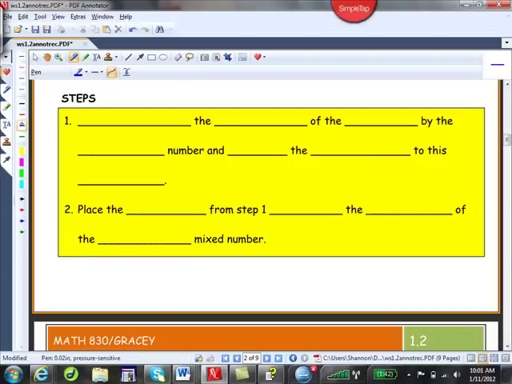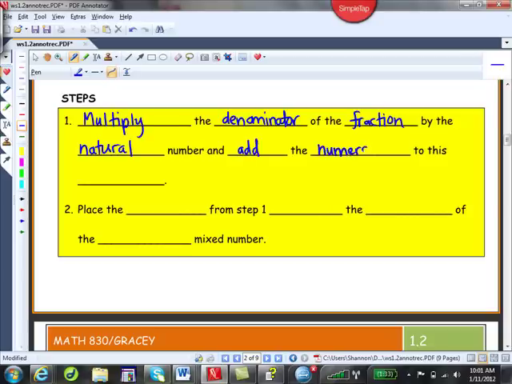So first, we multiply the denominator of the fraction by the natural number and add the numerator to this product.